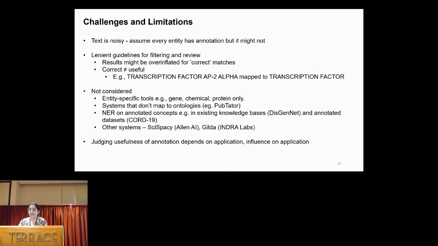I'd also like to point out certain limitations in the evaluation. We all know text is noisy when we're trying to map it, and we assumed that every entity would have an annotation, but it might not necessarily have that. We also had lenient guidelines for filtering and review when we were manually reviewing entities, so the results for the correct matches might be overinflated because correct does not necessarily mean useful when you're drawing inferences later on. And we also did not consider certain entity-specific tools and systems that did not map to ontologies that are also popular in these applications.